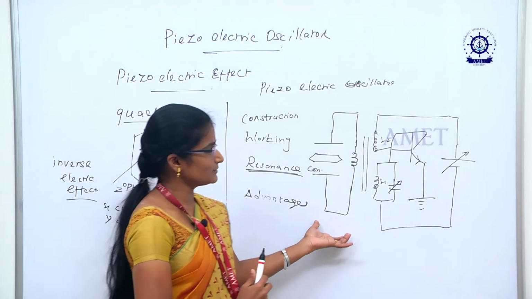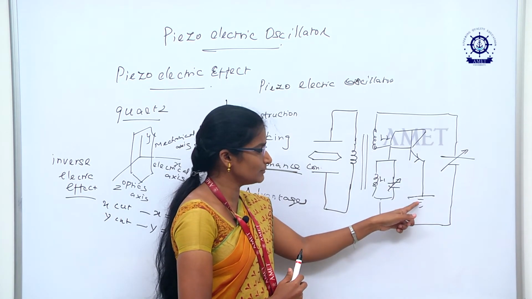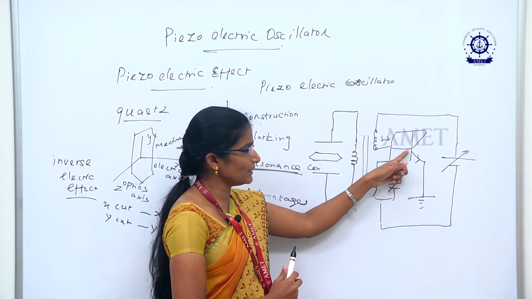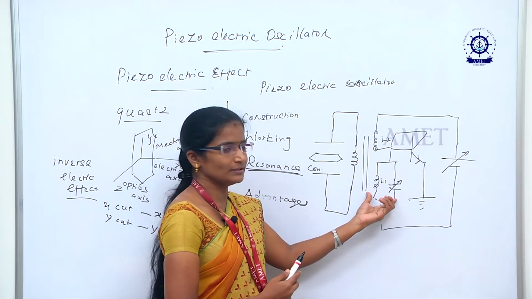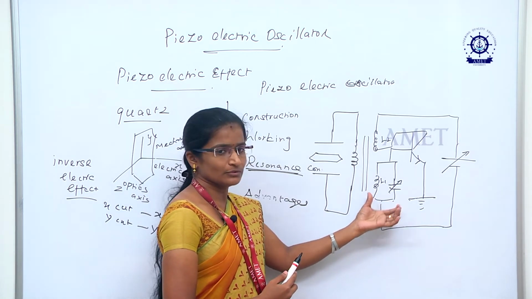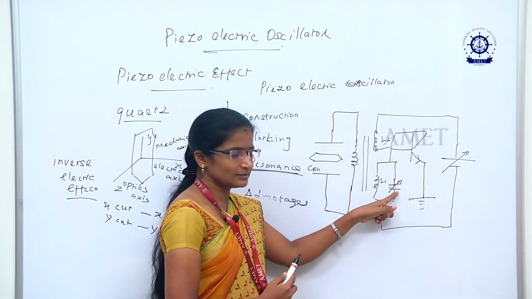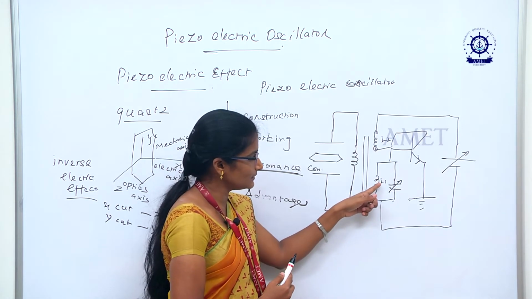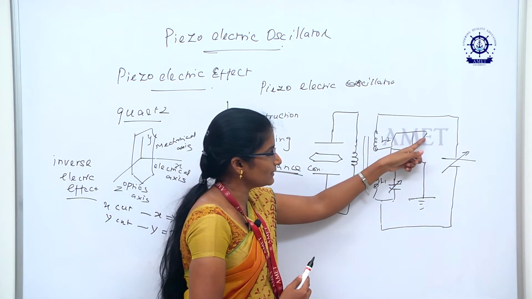In this oscillator circuit, we connect one NPN transistor. The emitter terminal is grounded. The base terminal is connected with one tank circuit. This tank circuit is called the oscillator circuit. This tank circuit means one inductance coil connected with one variable capacitor. That inductance coil is named L1. Another inductance coil is connected with the collector terminal.